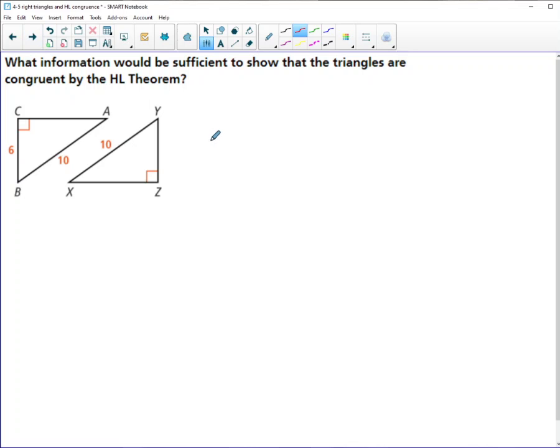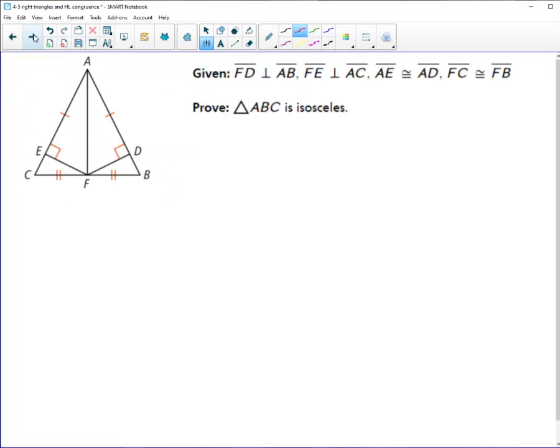So check this out. What information would be sufficient to show that the triangles are congruent by the HL theorem? So here we've got one of the legs. We've got the hypotenuse. Let's look at the other triangle. Here's the right angle, so there's the hypotenuse. Oh, we just need one of the legs then, right? So that's 6. We just need one of these two sides to be 6. There. Now they're congruent. So if we had that, we'd have HL. And if you're like, Canfield, that's kind of easy, yeah, that's all this is. So we can use HL to solve some difficult questions.